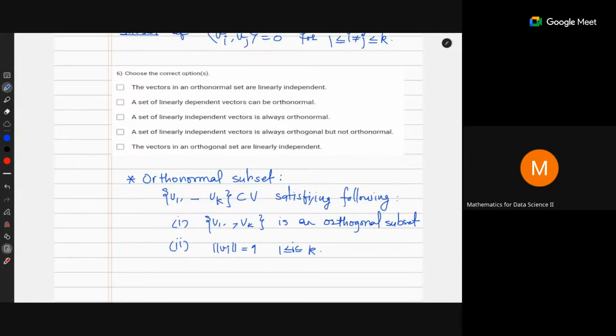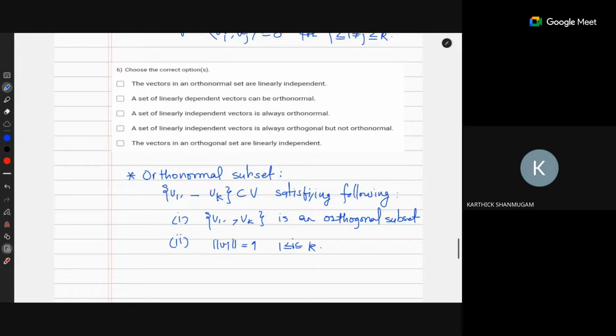The vectors in an orthonormal set are linearly independent. The set of linearly dependent vectors can be orthonormal. A set of linearly independent vectors is always orthonormal. So can anyone tell me what the correct options are?